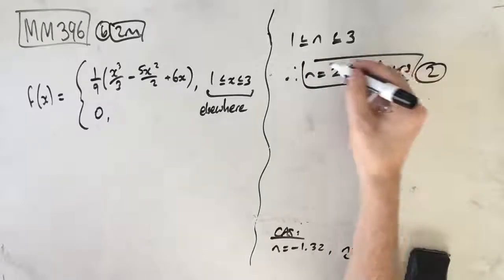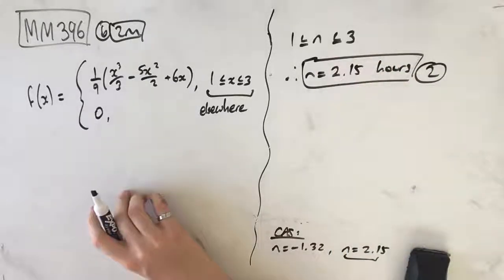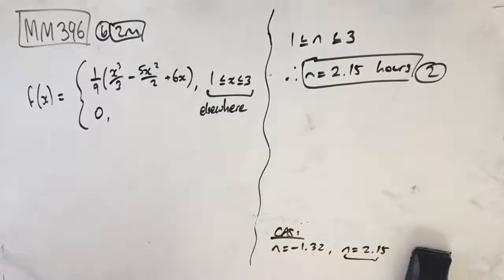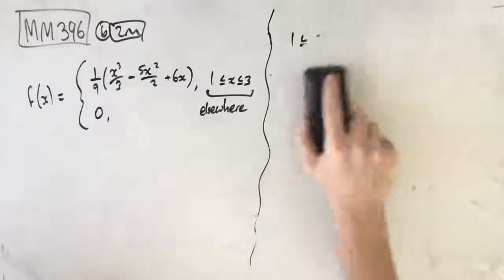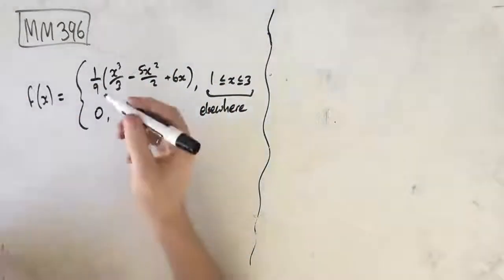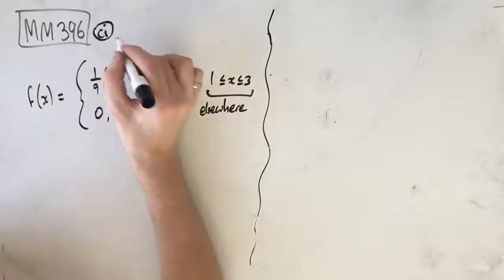This is our second and final mark for part B, guys. And that's it. So if you have any questions, let me know. But let's move on to part C. Part C changes pace here. So we're actually moving away from our function, and we're moving towards conditional probability.